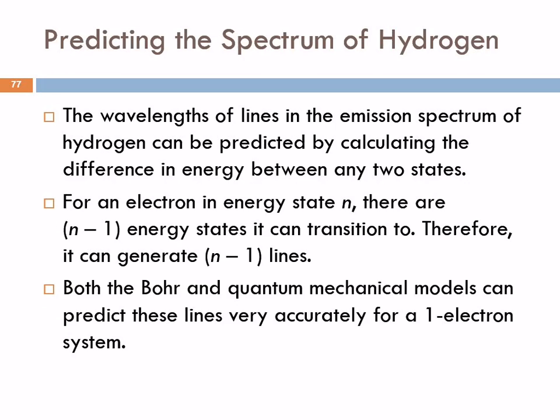So the wavelengths of light can be predicted for the hydrogen atom by calculating the difference in energy between any two states. In energy state n, principal quantum number n, there are n-1 energy states it can transition to. So it can generate n-1 lines. Both the Bohr and the quantum mechanical models predict these lines really well for a one-electron system. What element is a one-electron system? Hydrogen. Both models work really well for hydrogen. The Bohr model only works for hydrogen.